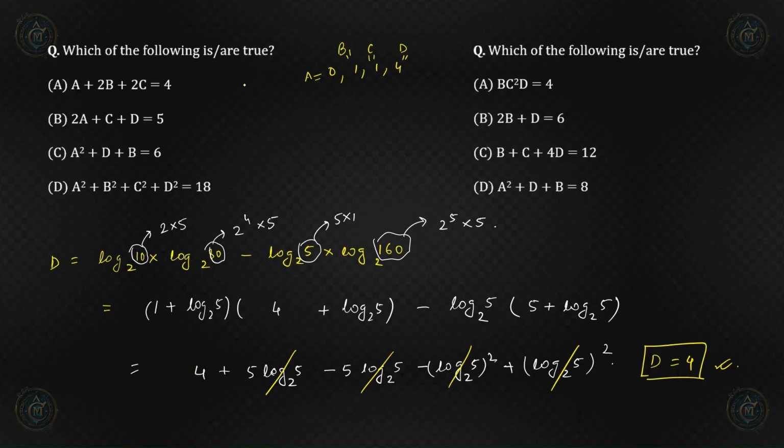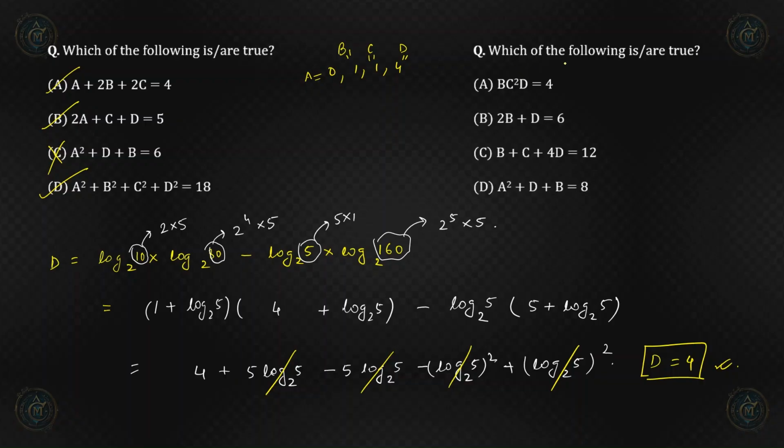A plus 2b plus 2c is equal to, so a is 0, 2b plus 2c equal to 4. Yeah, that is true. 2a, that is 0, c plus d equal to 5. Okay, that is also true. A square plus d plus b, so b plus d is 5, then a square is 0, so this becomes 5 plus 0, that is not equal to 6, right? And a square plus b square plus c square plus d square, so 1 plus 1 plus 16, that is 18, right? So this is also true.